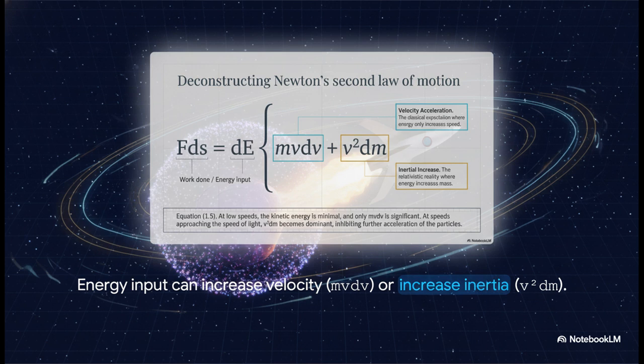It says that the energy you put into a system, dE, gets split between two different jobs. The first part, mv dv, is the one we all know and love. It makes the object speed up. But look at that second term, v² dm. That's the secret sauce. It says some of the energy goes into making the object heavier, into increasing its mass, dm. Now, at everyday speeds, that second term is so tiny you'd never notice it. But as you get close to the speed of light, it starts to take over.